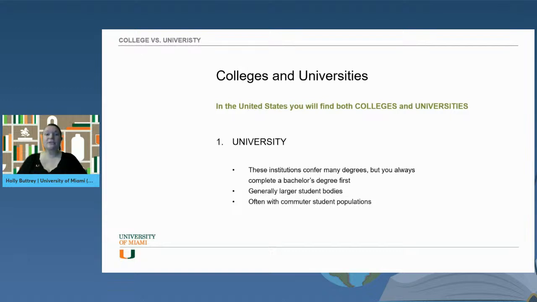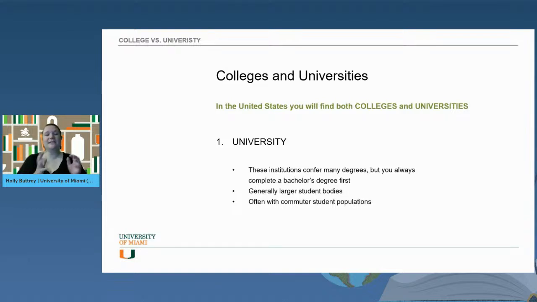In the United States, you do need to complete your bachelor's degree and then do your law school and then do your medical school. In general, universities in the US have larger student bodies. Again, 12,000 is mid-size here at the University of Miami. And also universities may come with commuter populations.